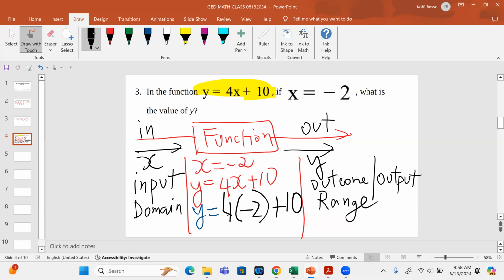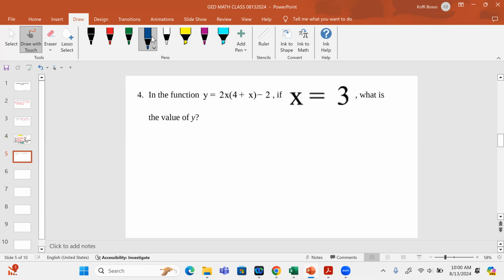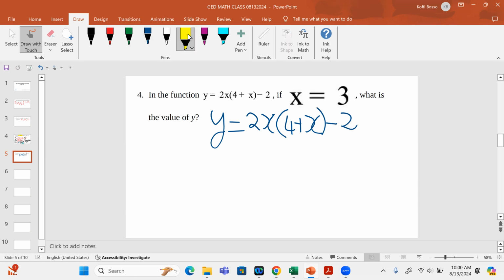Perfect. The answer is 2. They say y is 2x. Is 2x, is not 2 times, it's the 2x. Parenthesis, 4 plus x, close, minus 2. They give you x as 3. So what we do here is to replace x by 3 and then do the calculation.